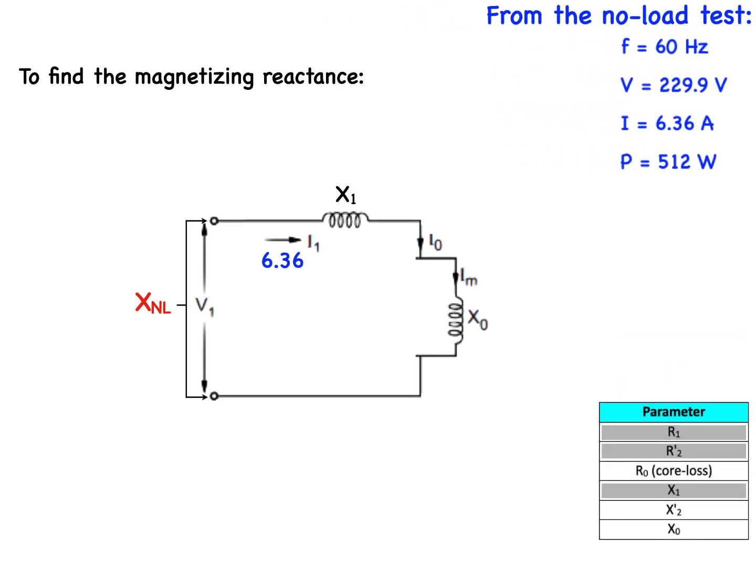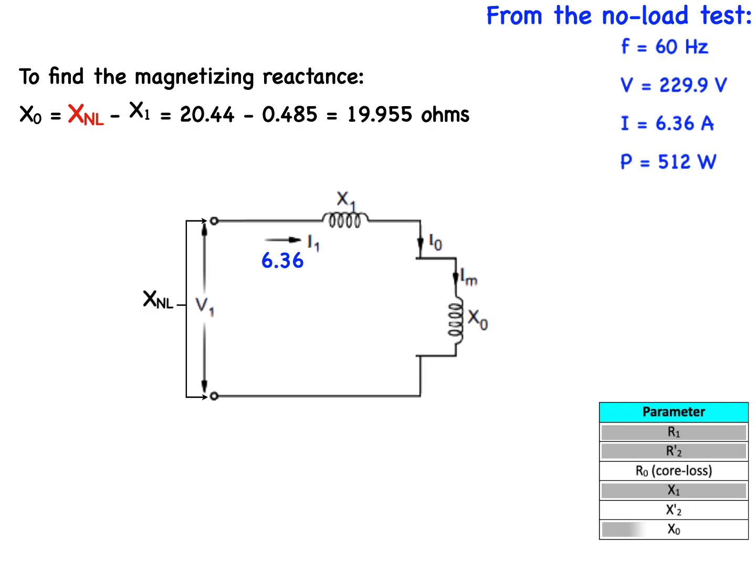To find the magnetizing reactance, X0, we use this equation. X0 is equal to XNL minus X1, giving us in real quantities 20.44 minus 0.485. That equals 19.955 ohms, found by subtracting the stator leakage reactance X1 from the total no-load reactance, leaving us with the magnetizing branch reactance X0. That gives us another parameter on our list of parameters for the equivalent circuit.